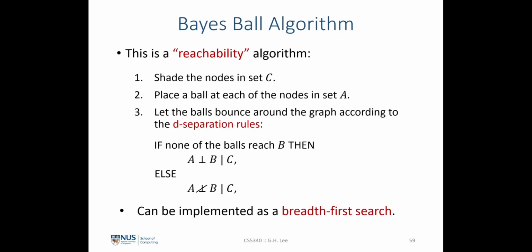The use of the d-separation principle to find all conditional independences in a Bayesian network can be summarized in the baseball algorithm. This is a reachability algorithm. We shade the nodes in set C, which means that set C are all the observed nodes that we condition on, and we place a ball at each node in the set A, and then let the ball bounce around the graph according to the d-separation principle. If none of the balls reach set B, then A is conditionally independent of B given C, else it is not conditionally independent. And we can see that this algorithm can be implemented as a breadth-first search algorithm.